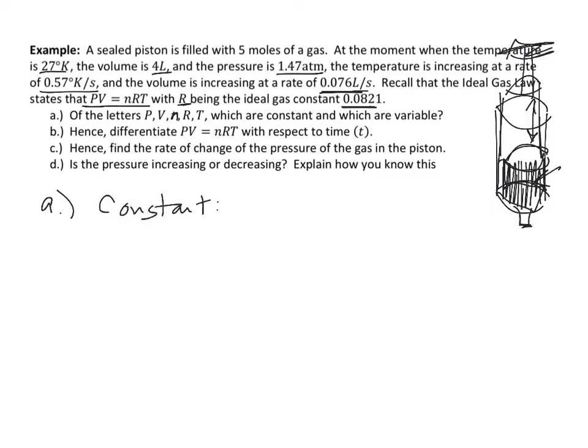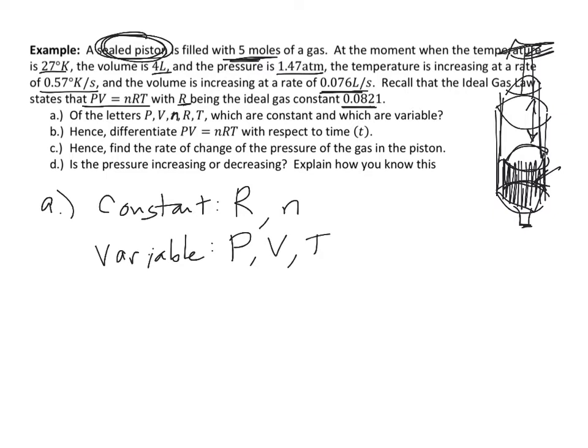The things that are constant are R, because it's literally the ideal gas constant, and also N, because this is a sealed piston, and we know that the number of moles can't change. On the other hand, the things that are variable in this problem are the pressure, the volume, and the temperature.